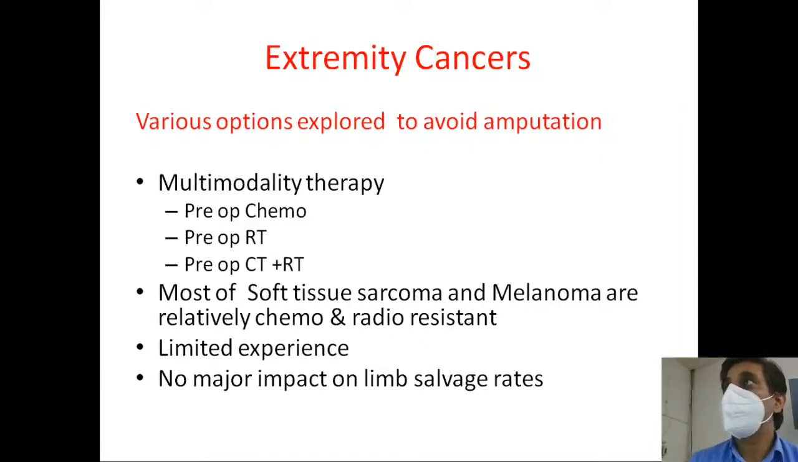One of them is multimodality therapy, involving neoadjuvant chemotherapy, radiotherapy, and a combination of both. But most soft tissue sarcomas and melanomas are relatively chemo- and radio-resistant, and the experience with neoadjuvant chemotherapy is limited also, and there is no major impact on limb salvage rates with neoadjuvant therapies.